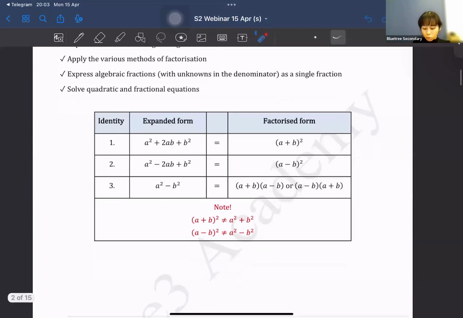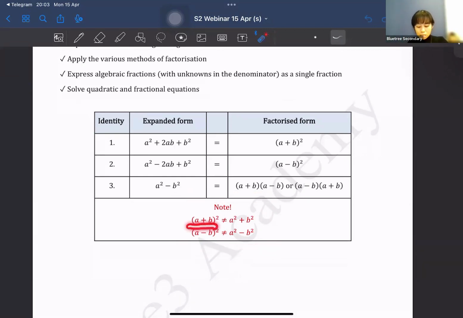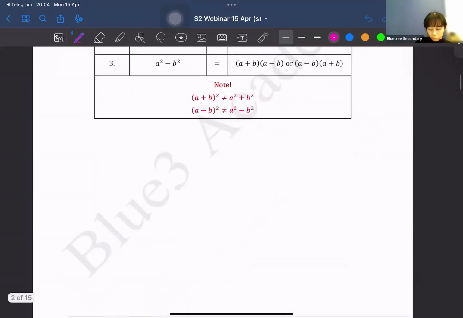Then just a quick note that this is a very common mistake for Sec 2s. So please note that this, which is your identity, is not equal to this. And this, which is also another of your identity, is not equal to this. So before I jump into the question, I want to go through the methods of expansion and factorization that you should already know by now.